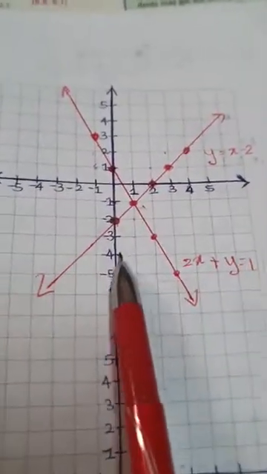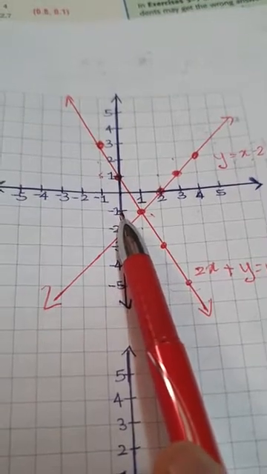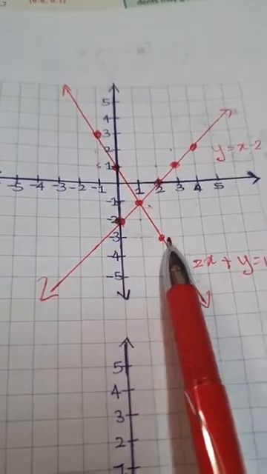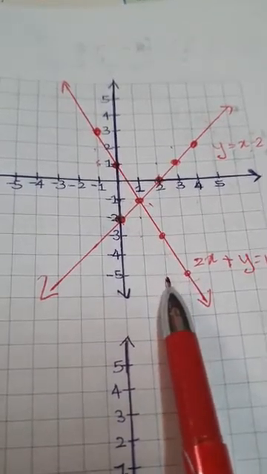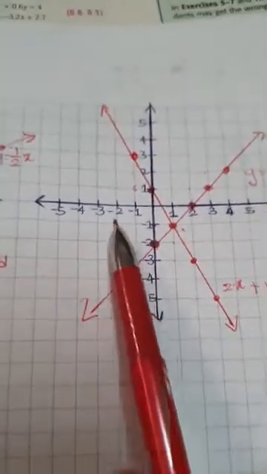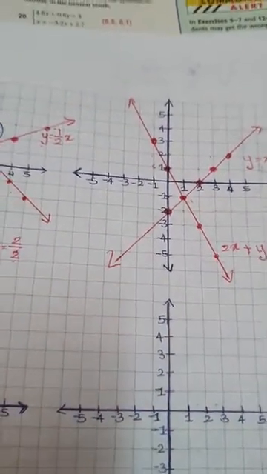Now the y-intercept was 1. Minus 2 means you will come down 2, and 1 to the right. Again, come down 2 and 1 to the right. So these are the points you will get by that slope, and when you join you will get a line like this. Now which is the solution?